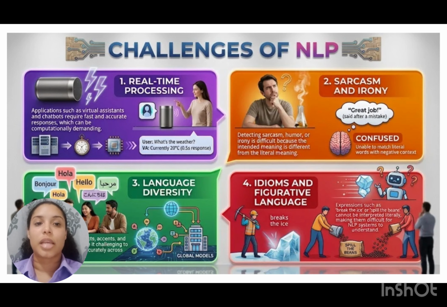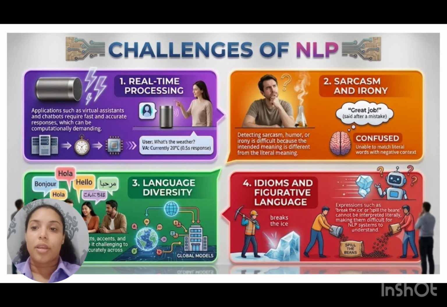They need to be detected. Sarcasm or irony is very difficult because the speaker often means something different from the literal meaning. For example, "Great job," he says after someone makes a mistake. It is very confusing.